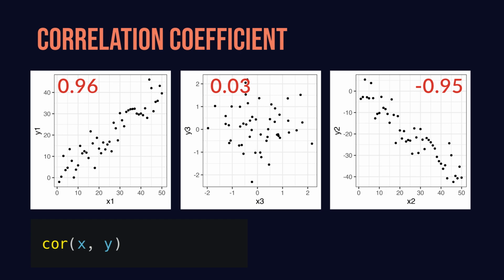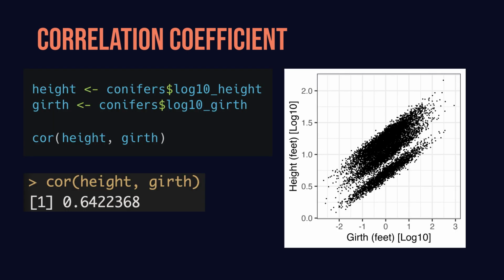The correlation coefficient in R can be calculated using the cor function. From the conifers dataset, we have used the $ sign to extract the height and girth columns and saved them as height and girth respectively. Running the cor function with height and girth, we can see that the correlation coefficient is 0.64, which shows a positive correlation between the height and the girth values. This means that as girth increases, we expect the heights will increase as well.